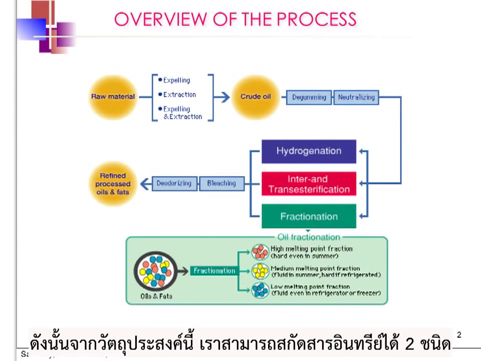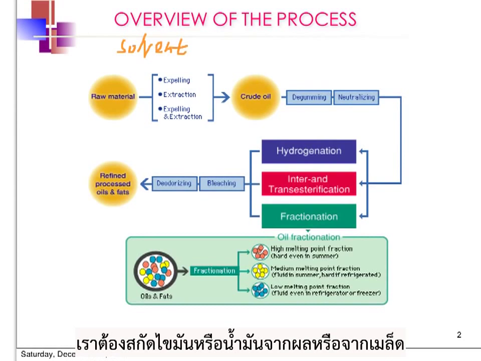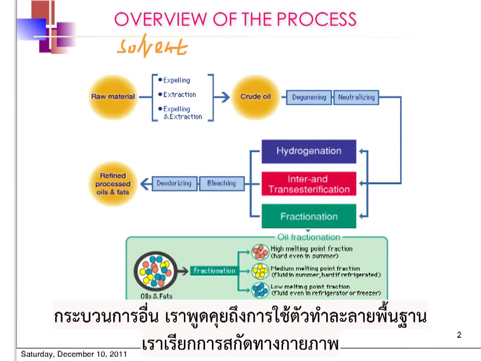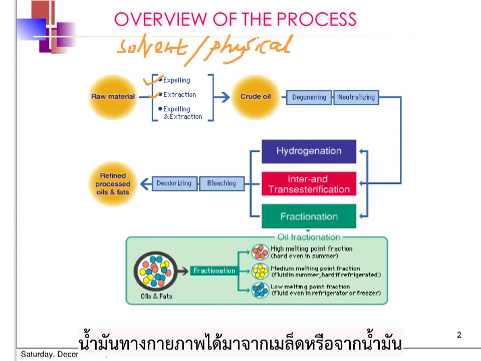So for this purpose, we can use two types of extraction. We can use an organic solvent. So this is a solvent extraction, which will extract the fat or the oil from the fruits or from the seed. And another process is without using solvent, which is basically we call physical extraction. So usually this is using a mechanical press, for example a screw press, to expel or to extract the oil physically out from the seed or from the oil.